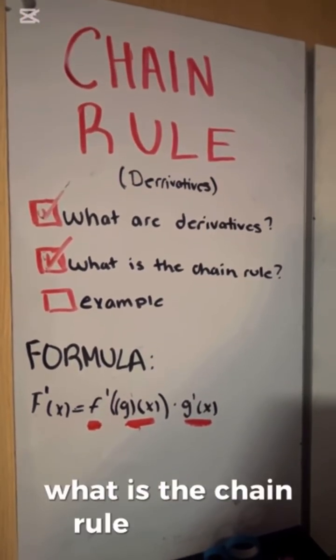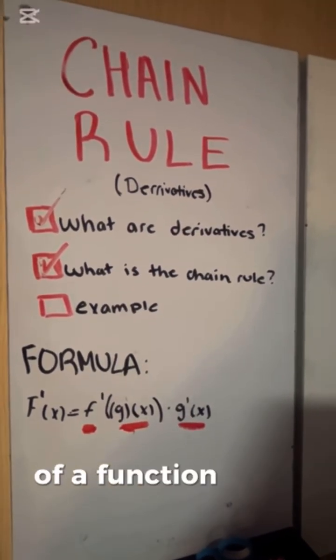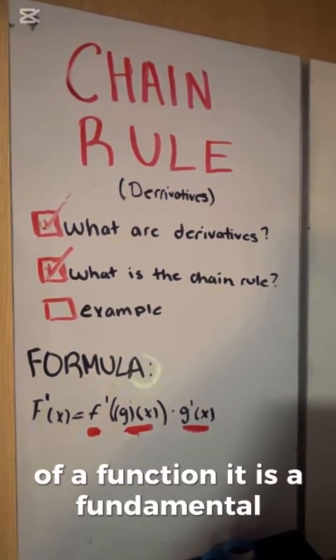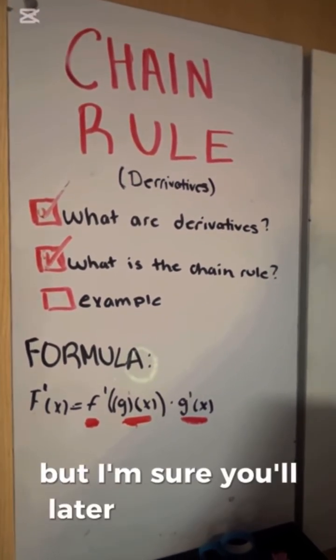What is the chain rule? The chain rule is a calculus rule that tells you how to differentiate a function of a function. It is a fundamental principle in calculus. I know it's something a bit confusing, but I'm sure you'll later understand everything.